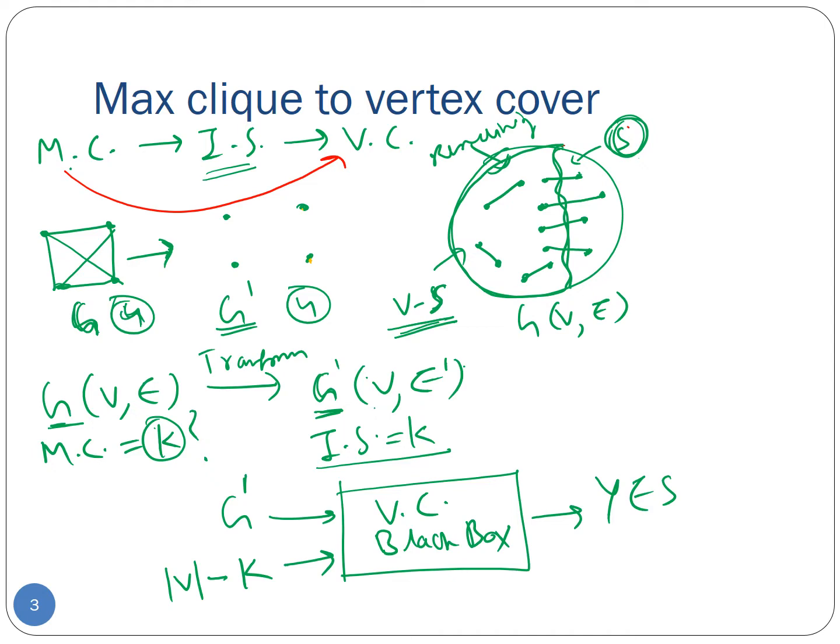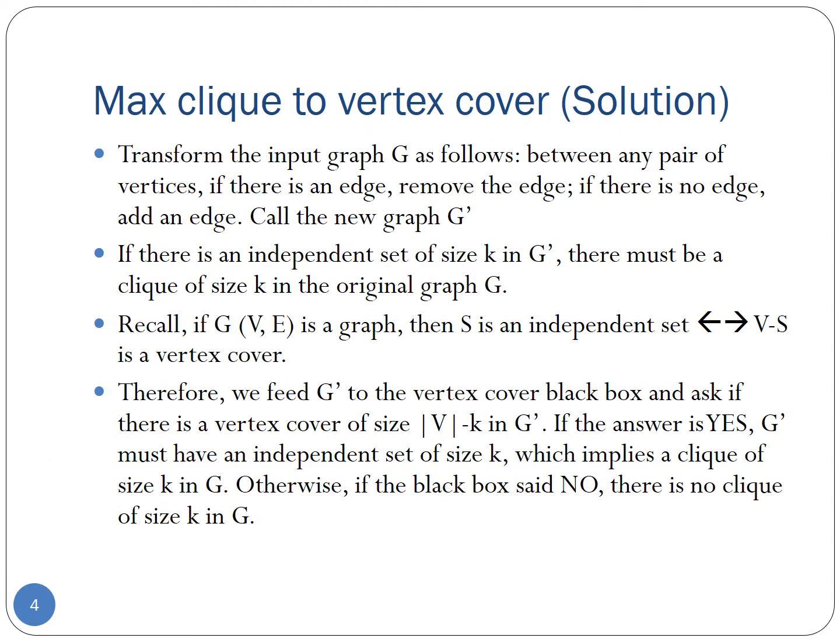If this vertex cover black box says yes, there is a vertex cover of size mod V minus K in G prime, it means that G prime has an independent set of size K, which in turn implies that the original graph G had a max clique of size K. However, if it says no, it means G prime doesn't have an independent set of size K, which means the original graph G did not have a max clique of size K. So this is how we solve the max clique problem using the vertex cover problem. The solution is also summarized on this slide.